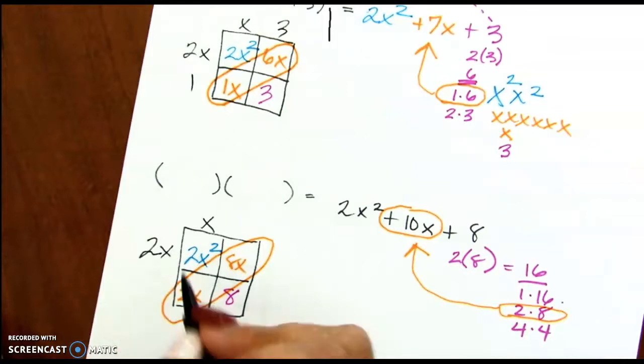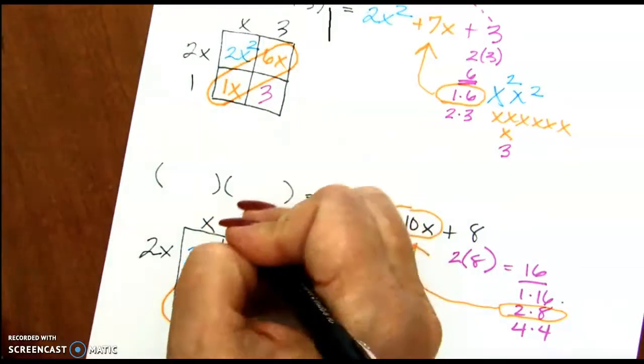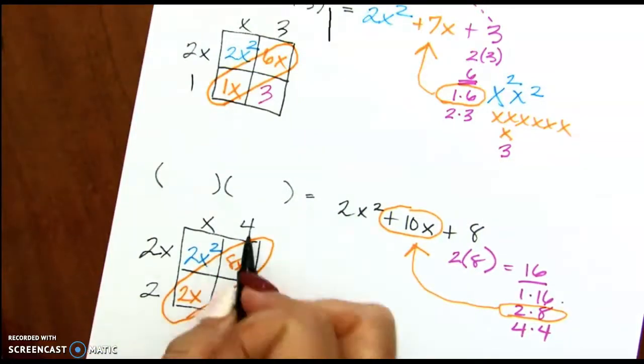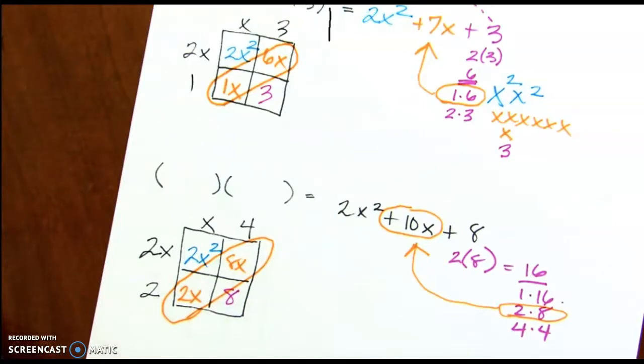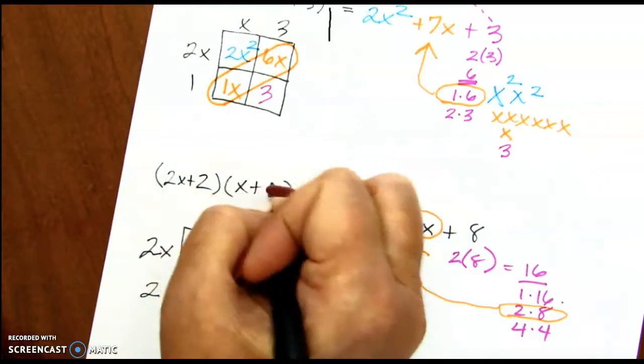All right, so 2x times what makes 8x? 4. And what times x makes 2x? 2. And the way we check it is 2 times 4 makes 8, so we know we're all good. So my factors are 2x plus 2 and x plus 4.